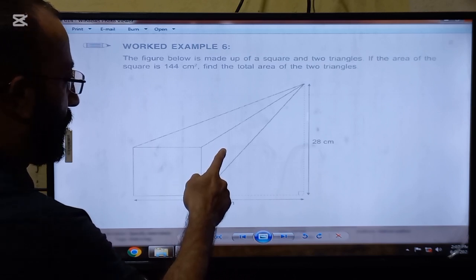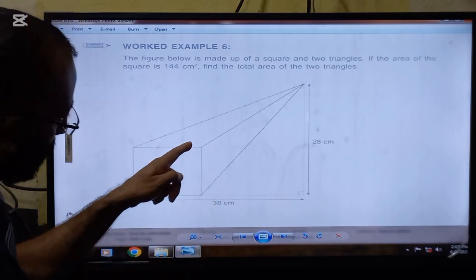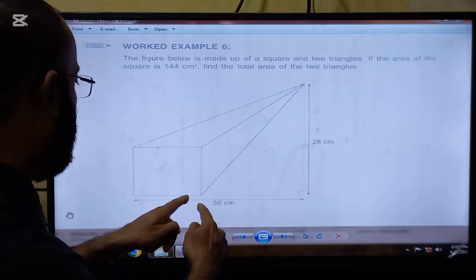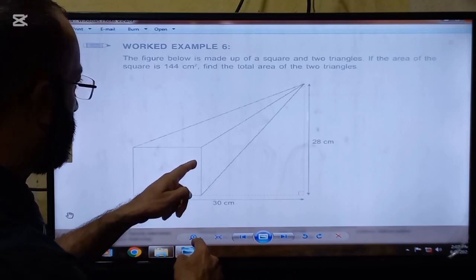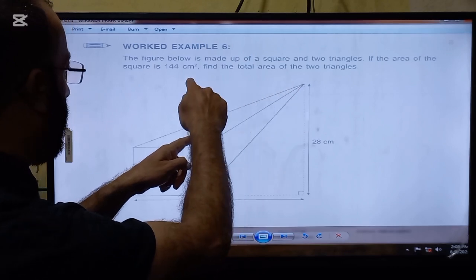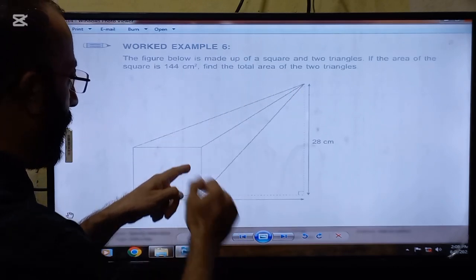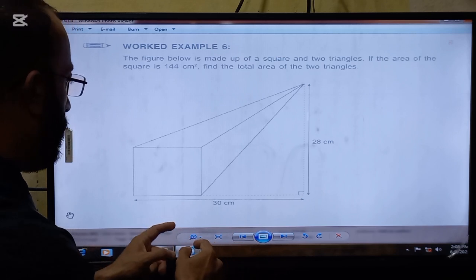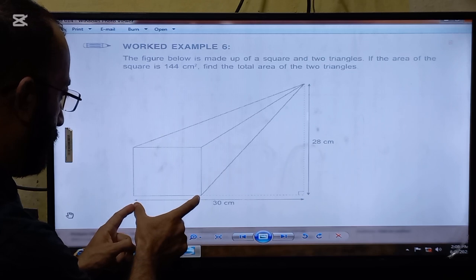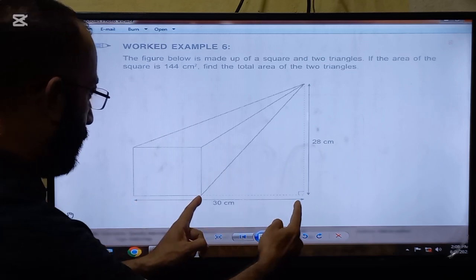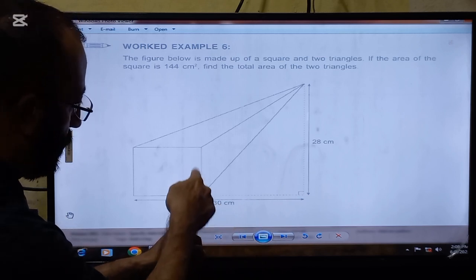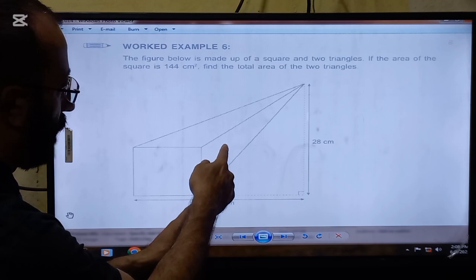Now we come to the second triangle. If this is the base, then this will be the height, because this side will be extended and this will be the height, equal to this one. If this is 12 and this is 12 as well, then 30 minus 12 will be the length of this one, that is 18. So 1 by 2 into 12 into 18 will be the area of this triangle.